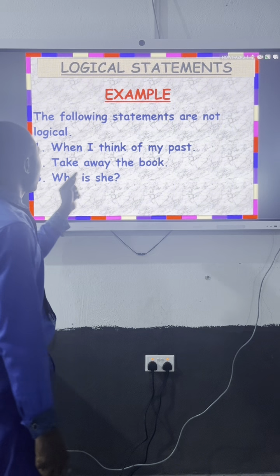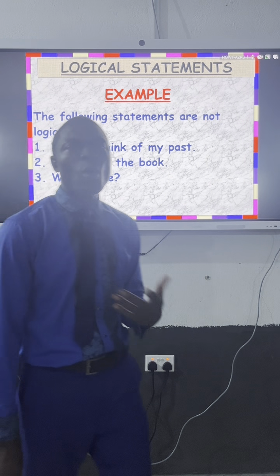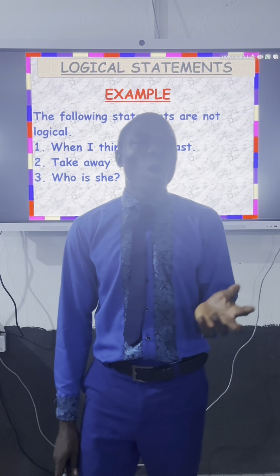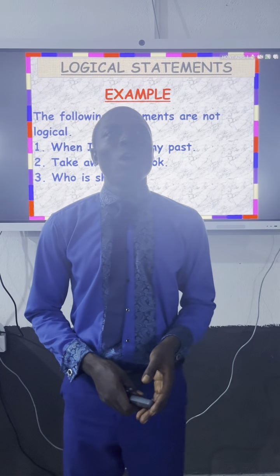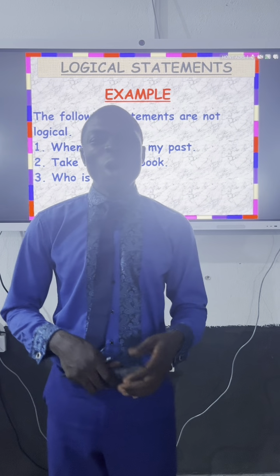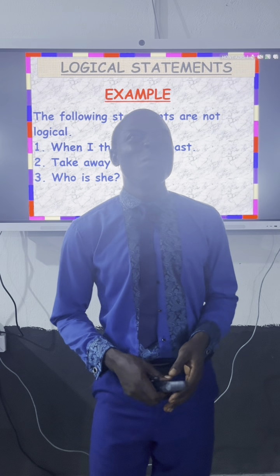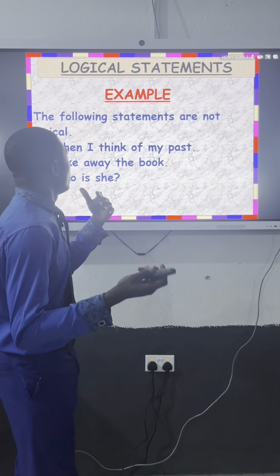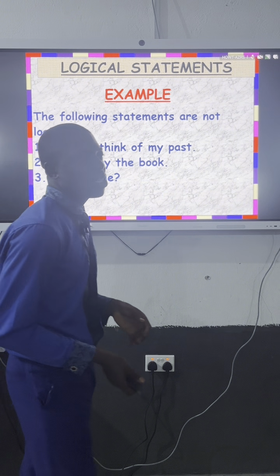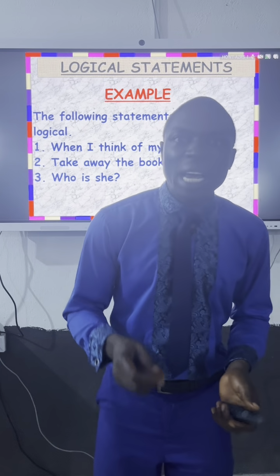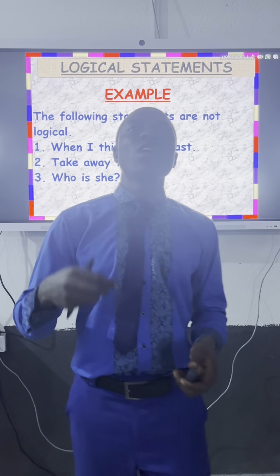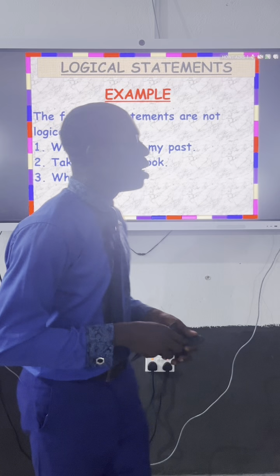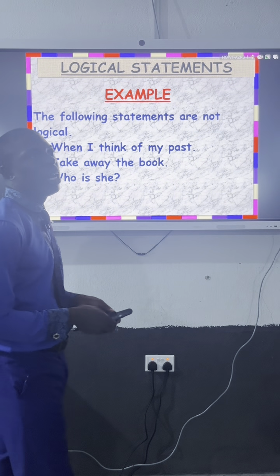Look at the next one. Take away the book. Take away the book is like a command. So normally when we give a command or an exclamation or a request, we cannot clearly allocate the truth value of T or the truth value of F to that statement, so we don't consider that statement as being logical.